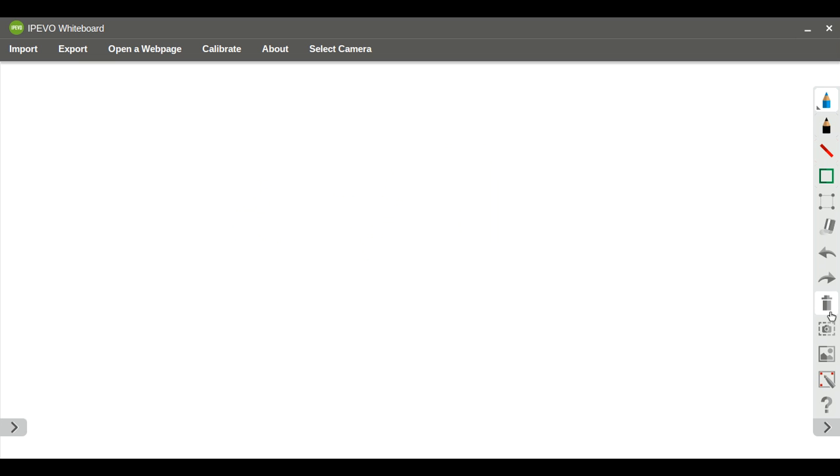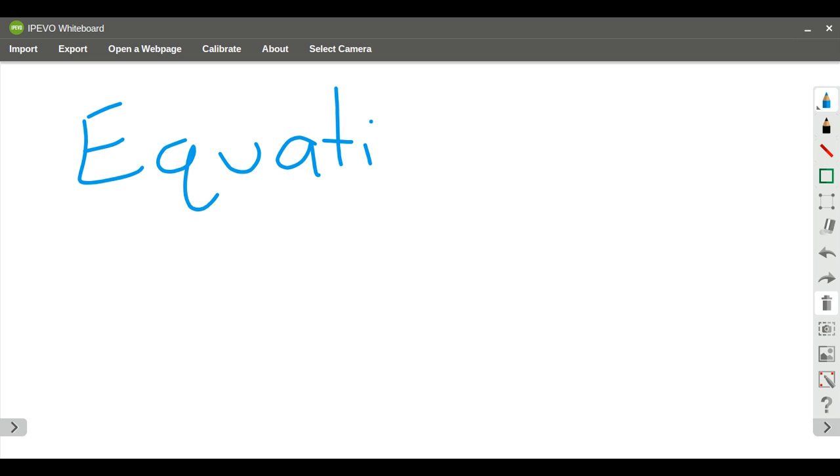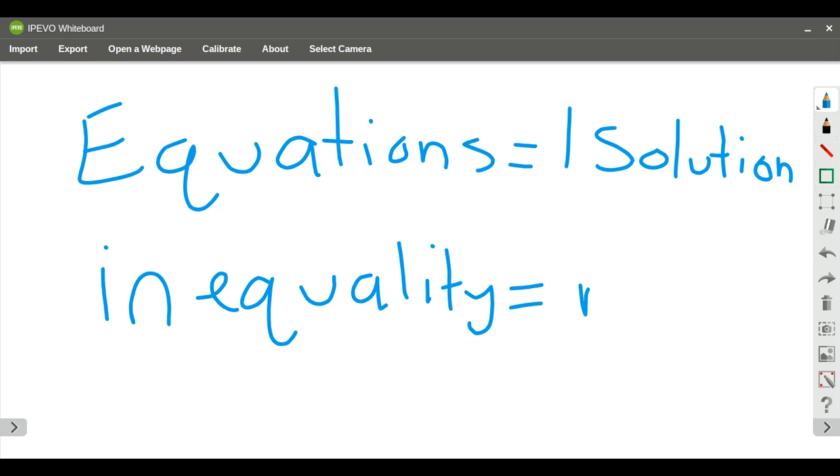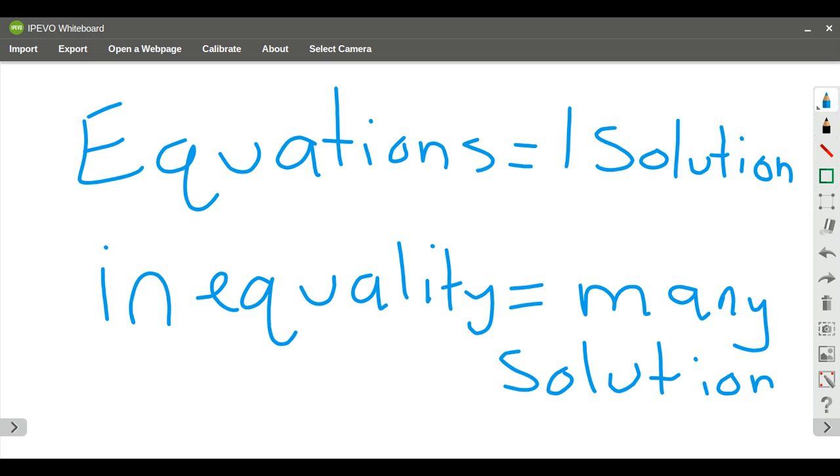Okay, let's take a look at your guys' guided practice. It says, what is the difference between an equation with a variable and an inequality with a variable? Well, in equations, we talked about there is only one solution. The variable is only going to be one solution. In an inequality, I have many solutions that will make that inequality true. That's the difference between an equation and an inequality.